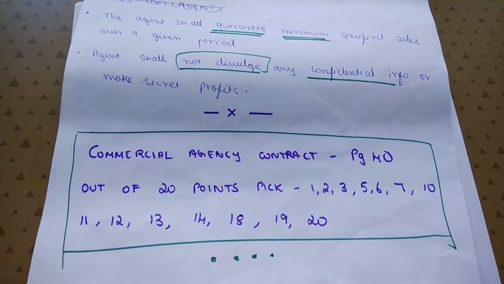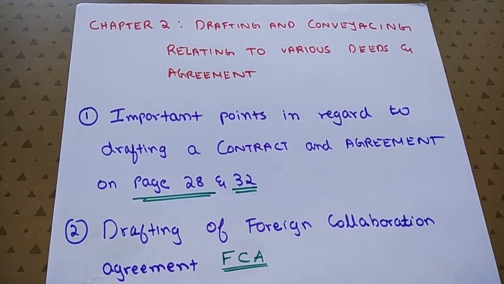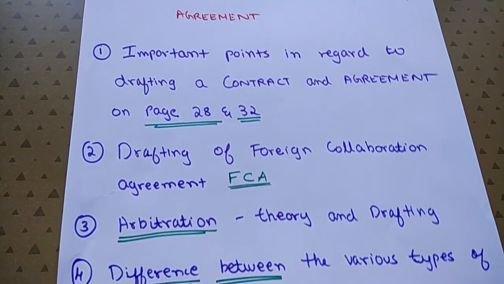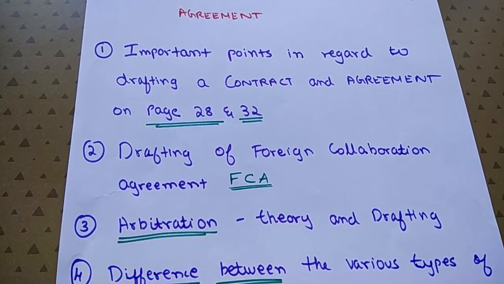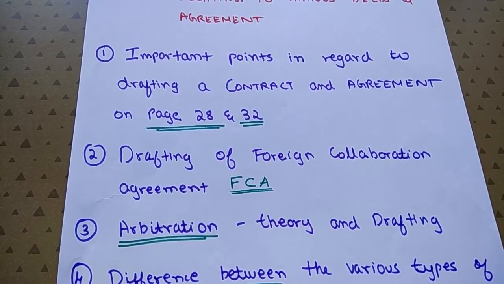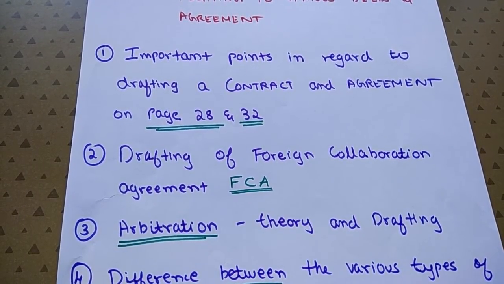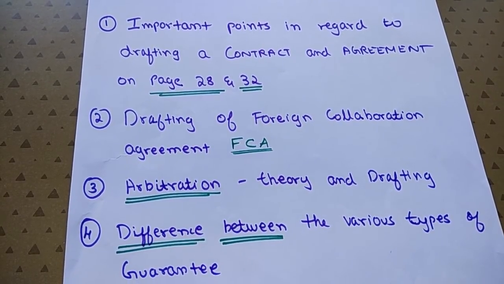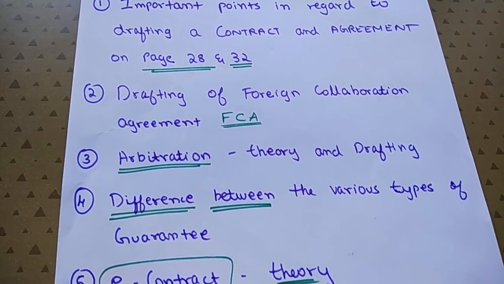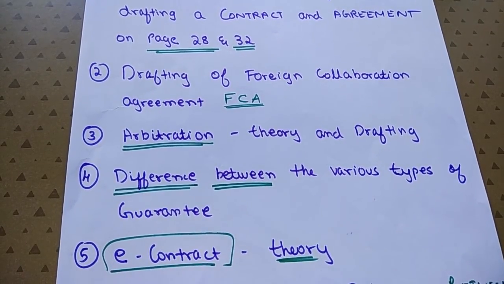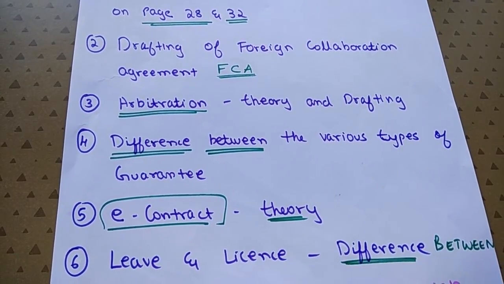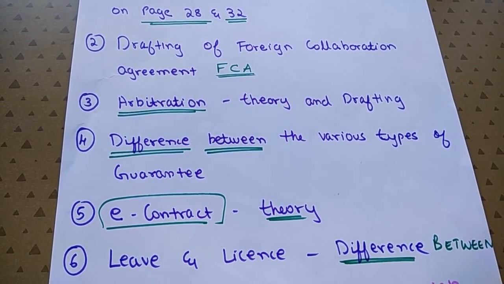Second thing which is important in this chapter is foreign collaboration agreements. Third, the concept of arbitration is very important. Both drafting related and theory questions have been asked from here. Fourth, the difference between the various types of guarantee. Next, questions have also been asked on e-contracts. And lastly, the difference between leave and license is important in this chapter.